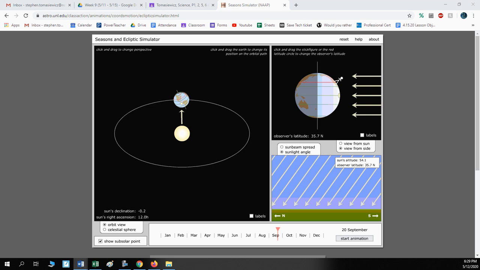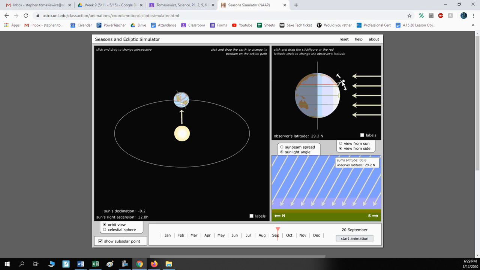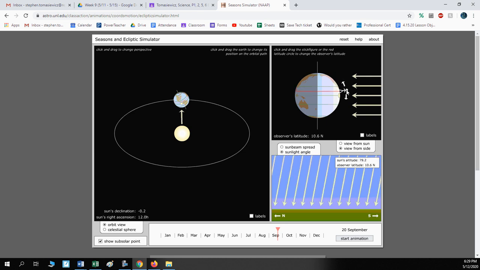Okay, question 4. What is the highest and lowest possible value for the sun's altitude that a person can get anywhere on Earth, and what circumstances lead to these values? Okay, so I'm going to keep an eye on the sun's altitude, 54 degrees. Can I get this higher? All right, so if I go up here, that number is dropping.